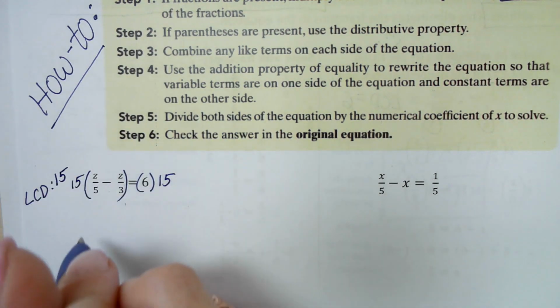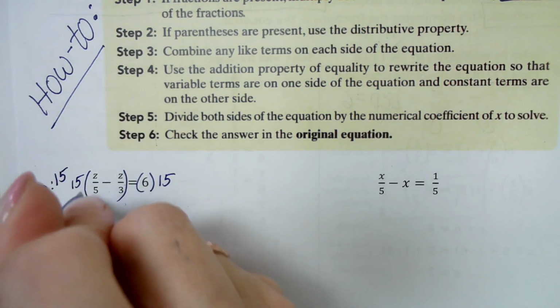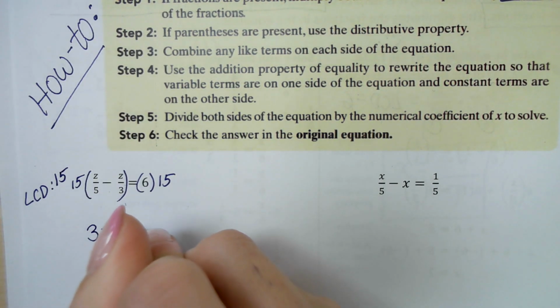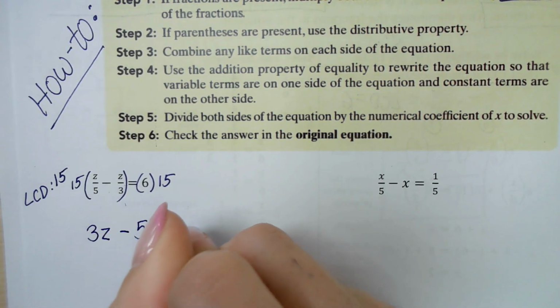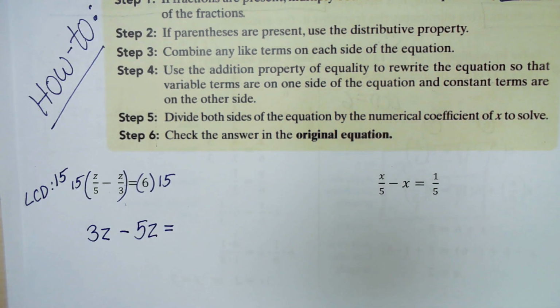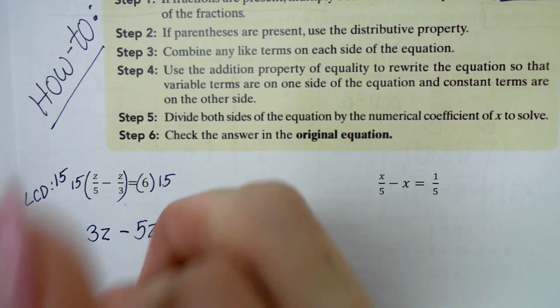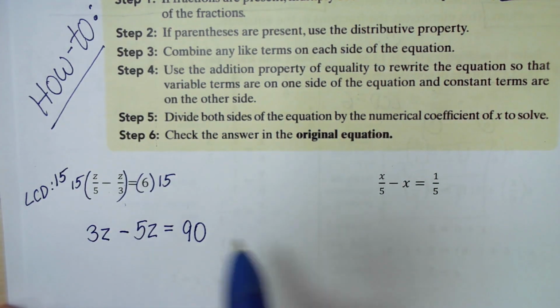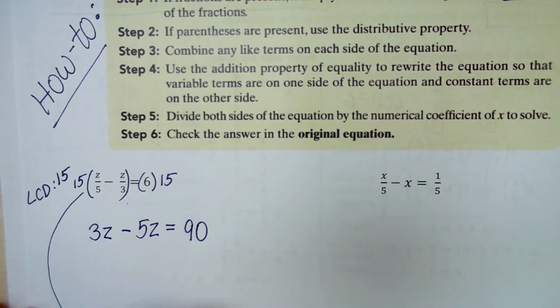So that gives us 3z minus 5z equals 6 times 15, and that should be 90. Now, the reason I got 3z and 5z, let's look down here.